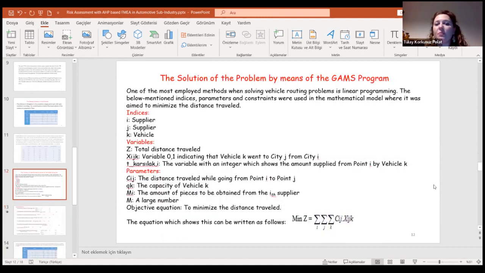For the solution of the problem by means of the GAMS program, one of the most employed methods when solving vehicle routing problems is linear programming. The below mentioned indices, parameters, and constraints were used in the mathematical model where it was aimed to minimize the distance traveled. A lot of criteria, parameters and constraints were used. You can show indices, variables, parameters, and constraints.